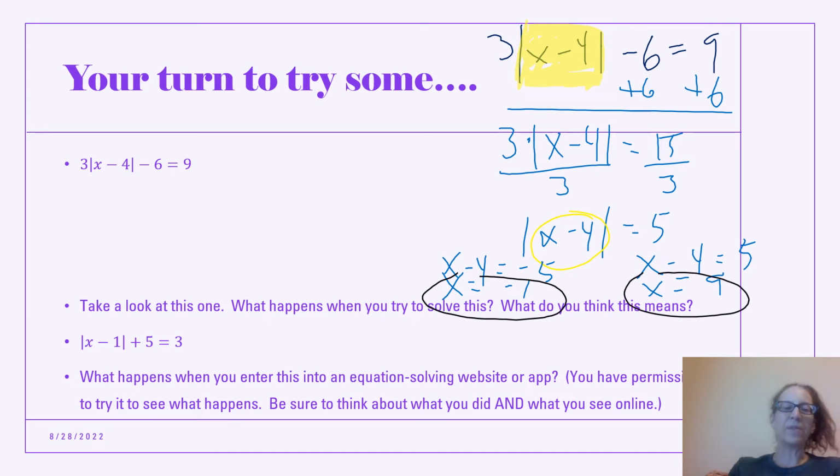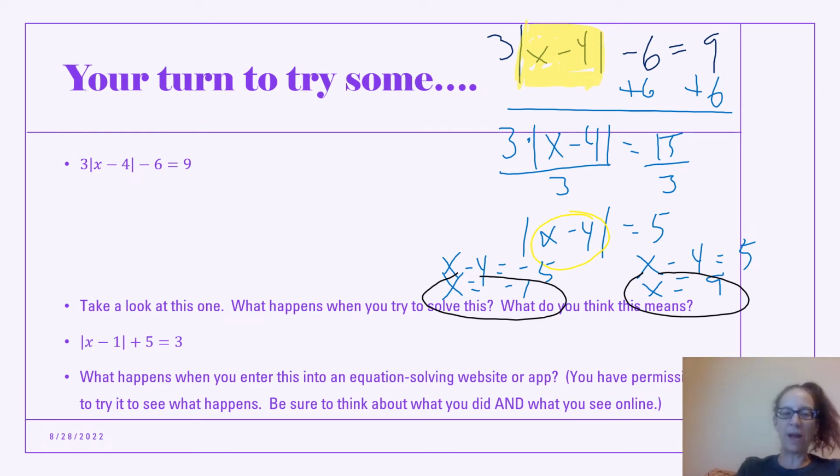Okay, second one, take a look at this one. What happens when you try to solve this? What do you think this means? If you didn't do this the first time you paused the video, pause the video again and do it right now. And then we have some other questions I want to explore.